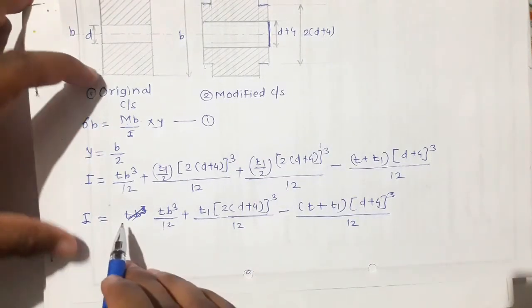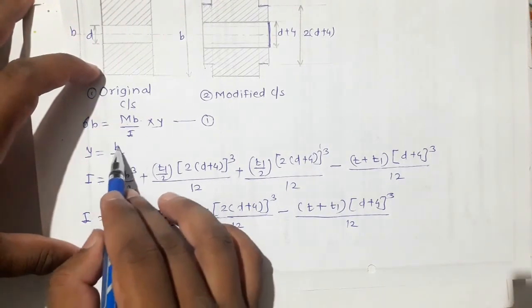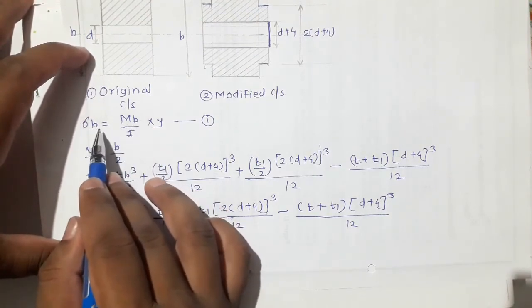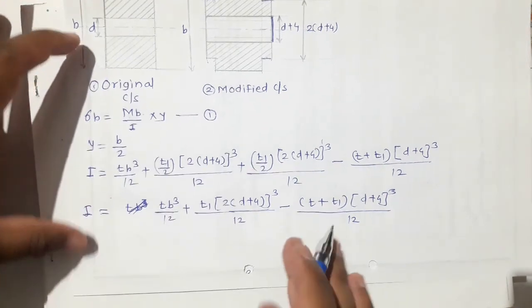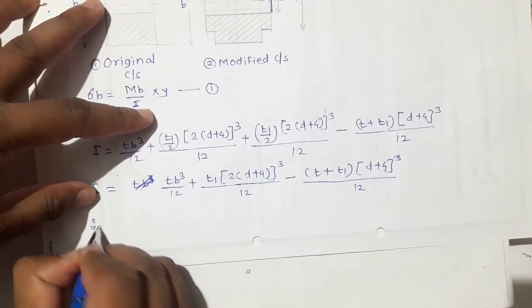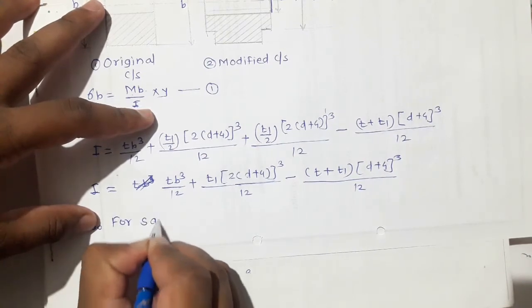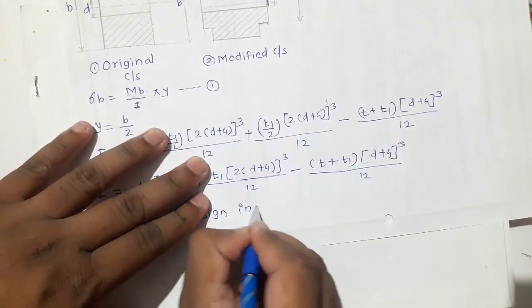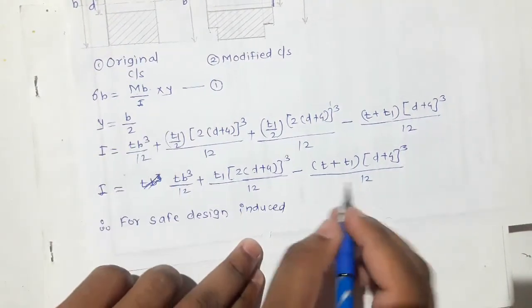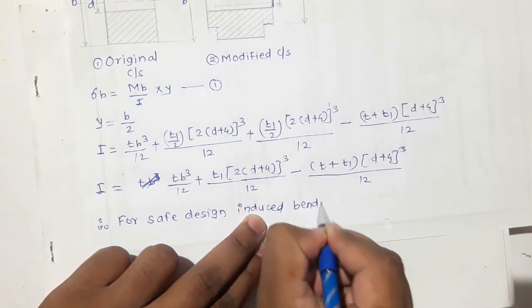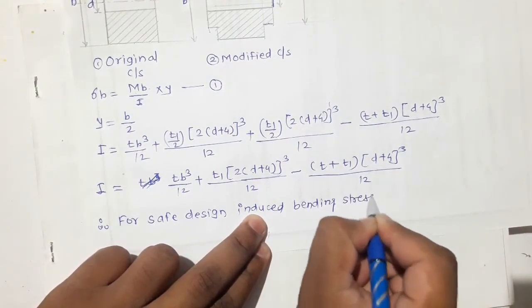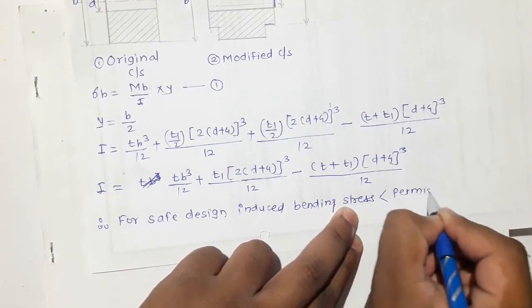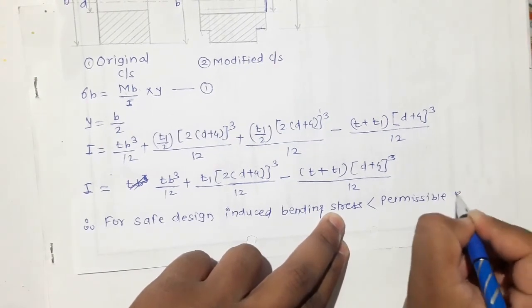If we put this I and y equal to b by 2 in this equation, we can calculate the bending stress, and we have to compare this induced bending stress with the permissible bending stress. For a safe design, the induced bending stress must be less than the permissible bending stress.